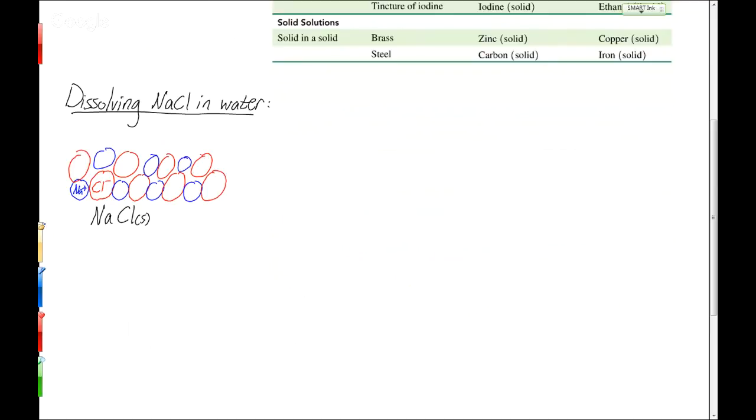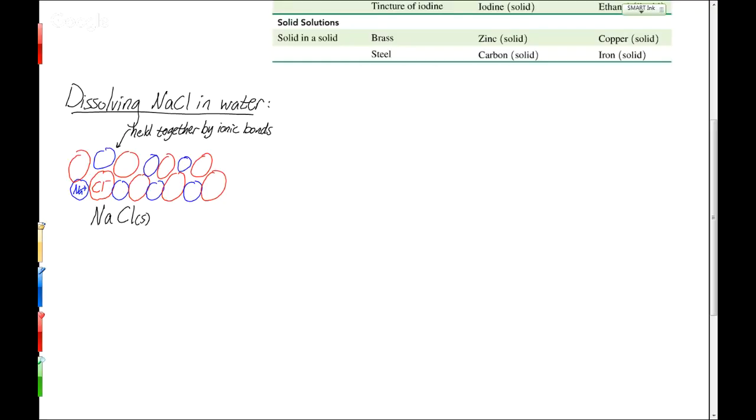And what are the forces that hold those things together? The ionic bond? Yeah, ionic bonds. Held together by ionic bonds. Those are really, really strong forces because melting points of salts like sodium chloride are really, really high. So very strong forces hold these things together.